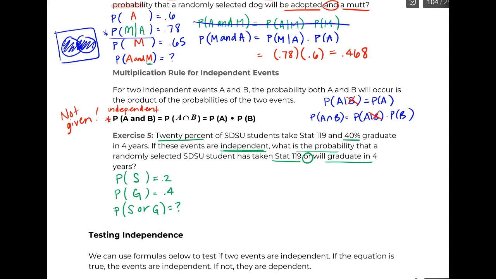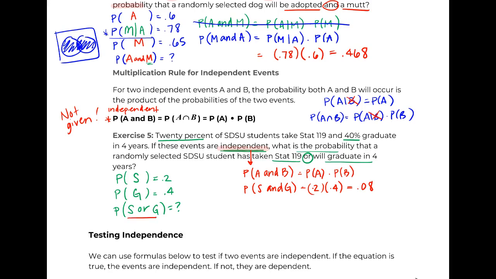And then I underlined the word independent because as a student, the first thing I think when I see the word independent is, ha, that's when I have the okay to use the sweet rule that tells me AND is just the two probabilities multiplied together. Now here's one mistake already: I could figure out the probability of S and G. I could multiply the 0.2 and the 0.4, get 0.08. And a lot of students would stop here because they've got something, but we're looking for OR.